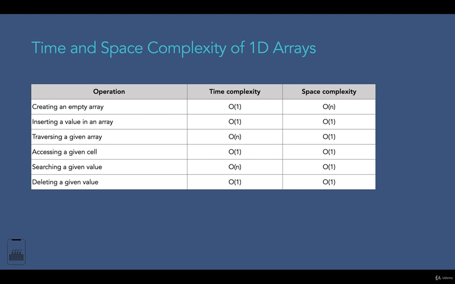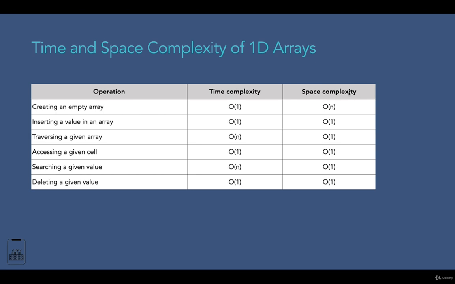Now in this lecture we are going to look at time and space complexity of one-dimensional array. As you remember, our first operation was to create an empty array. In Java, when we are creating an empty array, we are initializing the array with the size of the array. This means that it will create in the memory the number of cells that we have provided. In this case, the time complexity will be O(1) because we are just initializing the number of cells in the memory, but the space complexity will be O(n).